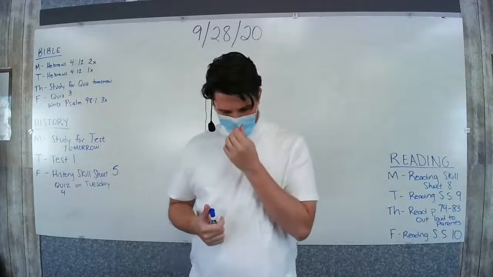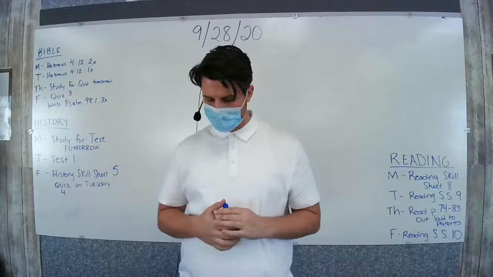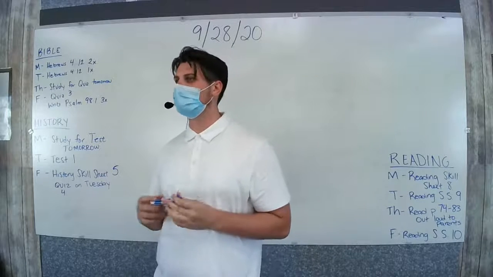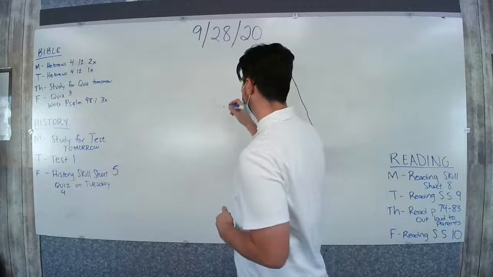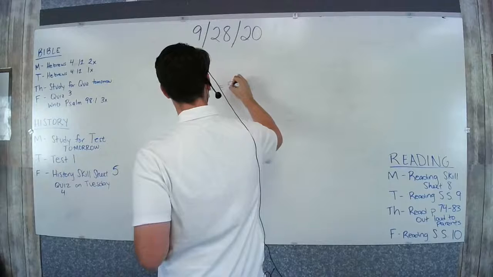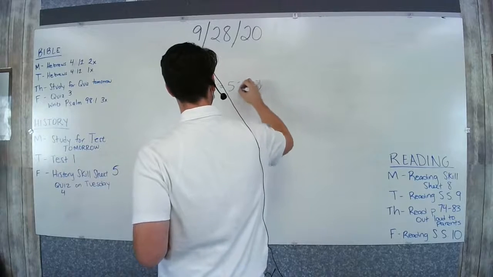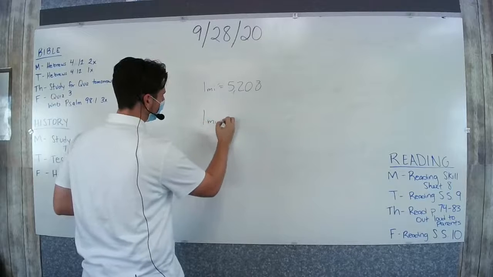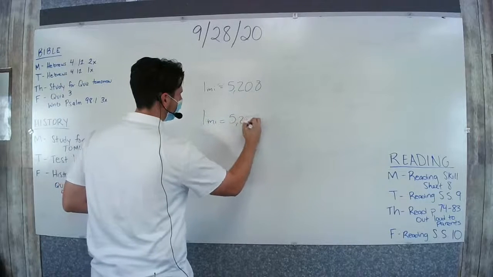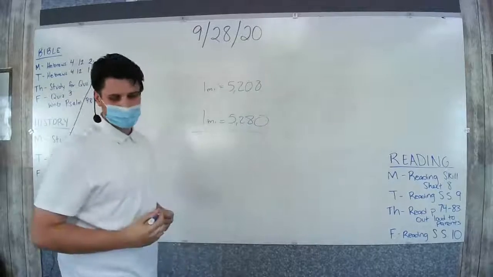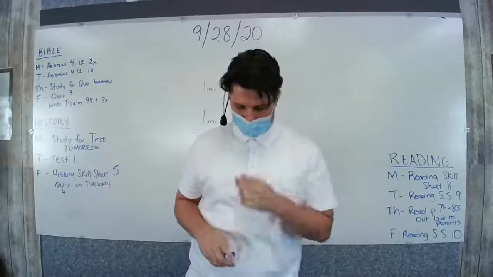They put 1 mile is equal to 5,208 feet. But 1 mile is 5,280 feet. So they did this. But actually 1 mile is 5,280. That's the right one, okay? So circle F, that's incorrect.